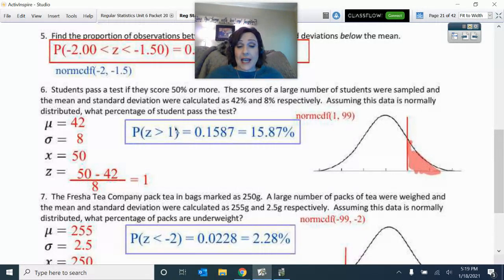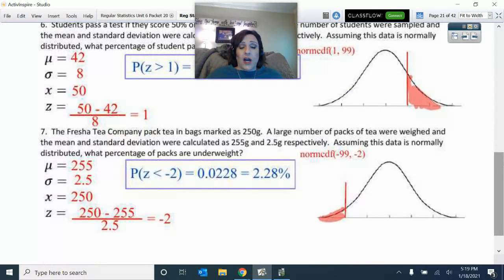Look at how I write my answer: the probability that z is greater than this z-score of 1. What I have written here in red, the calculator speak, is not required to write down. But this is a complete, full answer that I want you to write down. So that equaled 0.1587, which is 15.87%.